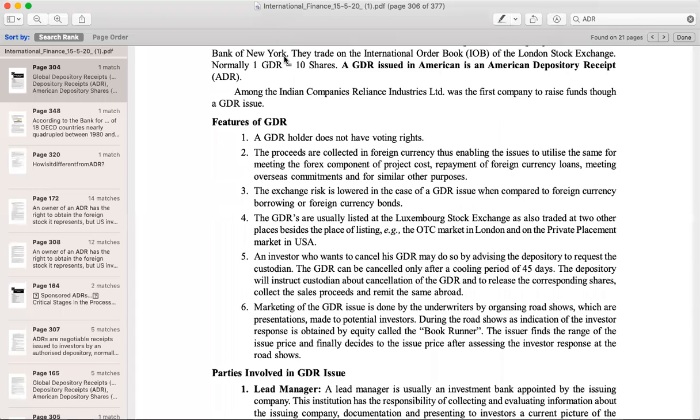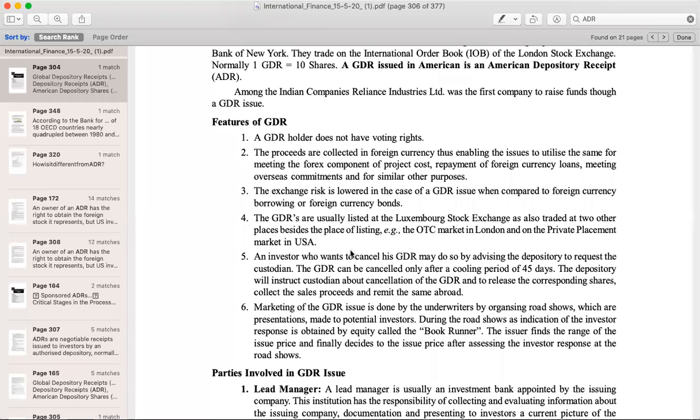And then we also said that any proceeds collected in the form of foreign currency by issuing GDR, you cannot use it in the local land. You will have to use it for foreign projects or for settlement of foreign currency debts that you have. And also we said that exchange risk is lower because these funds are not going to be brought back to the homeland. So there is no conversion happening. It is going to be issued there, the capital is raised in that country's currency, and it is spent there itself or used for settling foreign loans.